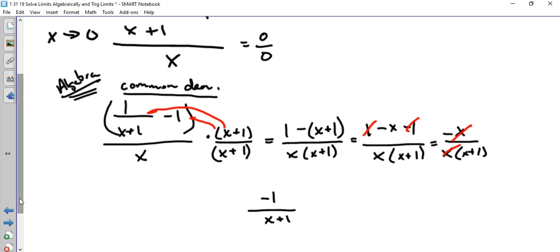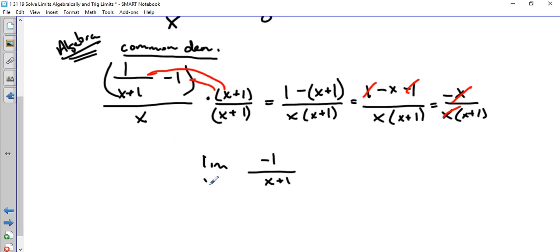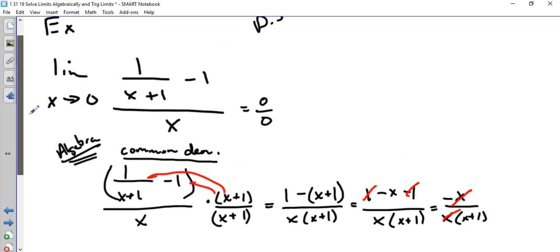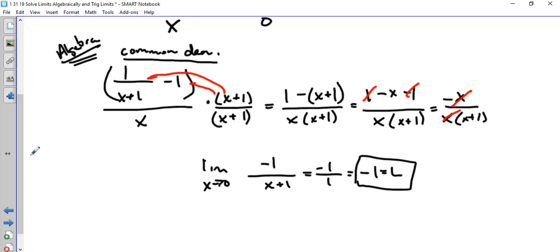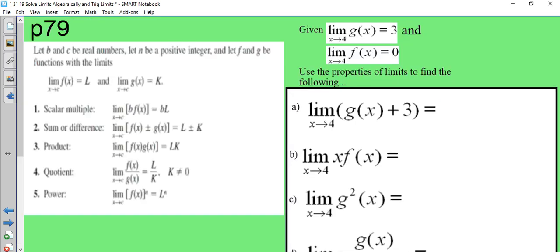And so now this is defined at 0. So now we can find the limit, because we've made it continuous at 0, as x approaches 0. And right here, I get negative 1 over 1, which gives me negative 1. That is our limit. That is where that is approaching. Cool beans, right? So that is what we have there. Common denominator, and that's what we do. All right. So with that, really quick, final part of this lesson.